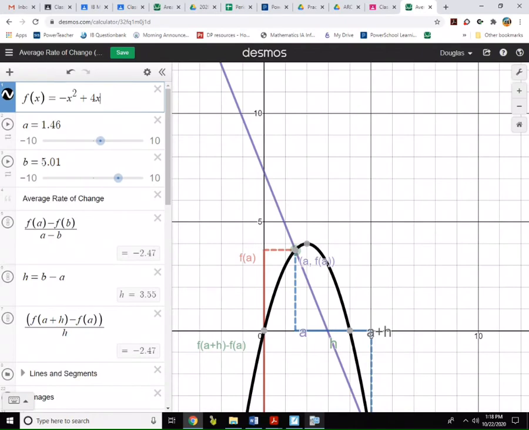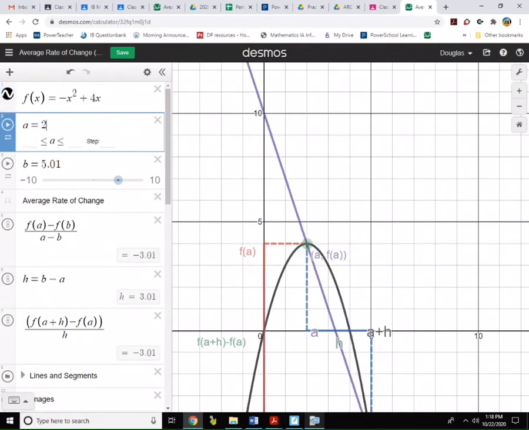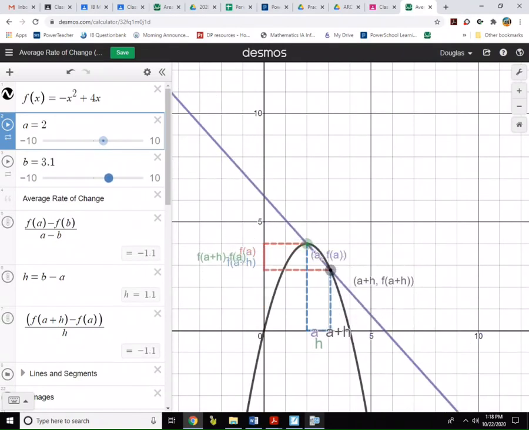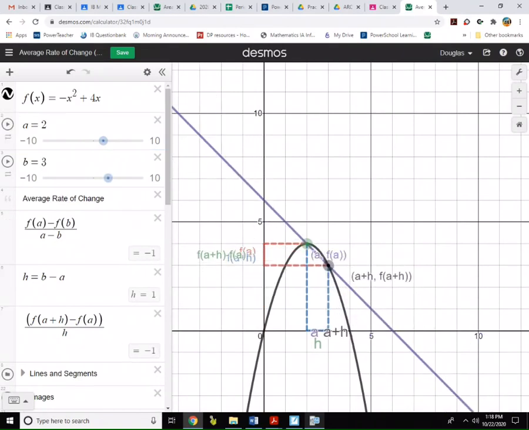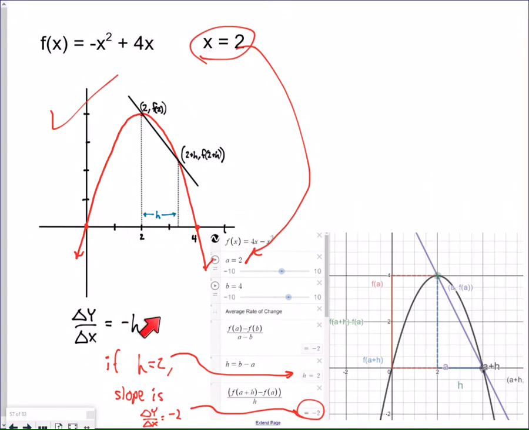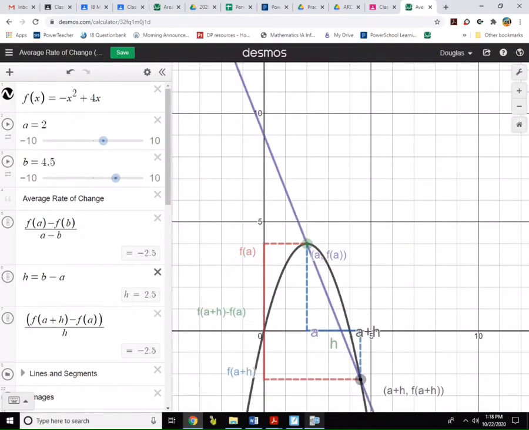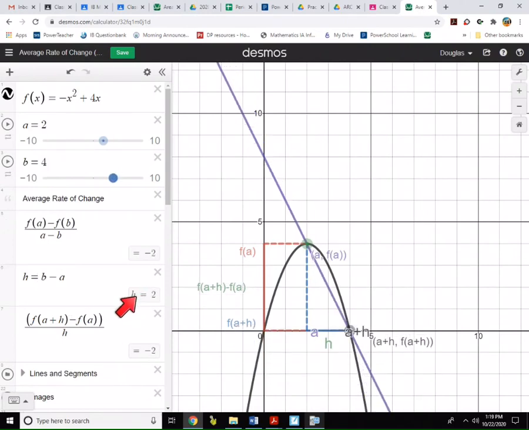I wanted to find the slope at 2, so I'm going to put a to be 2, and then I'm going to make b any number so that h is 2, because you can see on my work, in order to check my answer, I'm like, well, let's take this slope of this secant line and let h equal 2, which means the slope of the secant line should be negative 2. So in my Desmos, I change the b value until it changes this h to be the number 2. So in other words, 4.